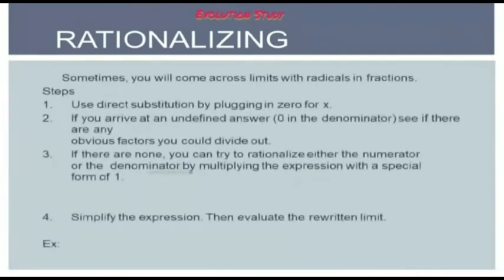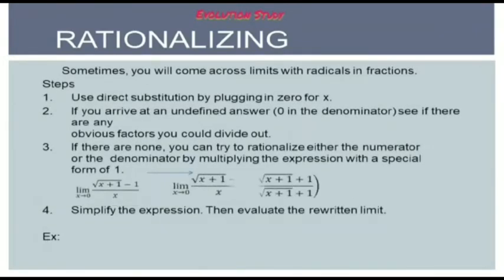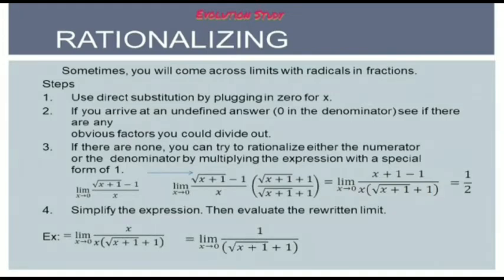Now let's come to rationalizing. Sometimes you will come across limits with radicals in fractions. The steps are: use direct substitution by plugging in 0 for x. If you arrive at an undefined answer, 0 in the denominator, see if there are any obvious factors you could divide out. If there are none, you can try to rationalize either the numerator or the denominator by multiplying the expression with a special form of 1.